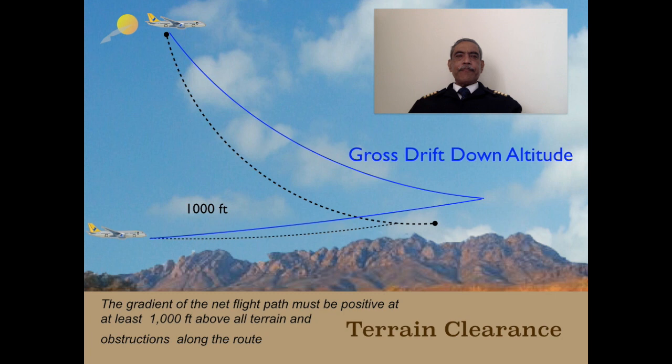Let's quickly recap what we learned in our previous lesson. We saw different definitions, and we saw the concept of gross drift down altitude and the net drift down altitude and the net flight path. And we also saw that the net flight path must be positive at least 1000 feet above all terrain and obstructions all along the route. That was the 1000 feet rule which we saw.